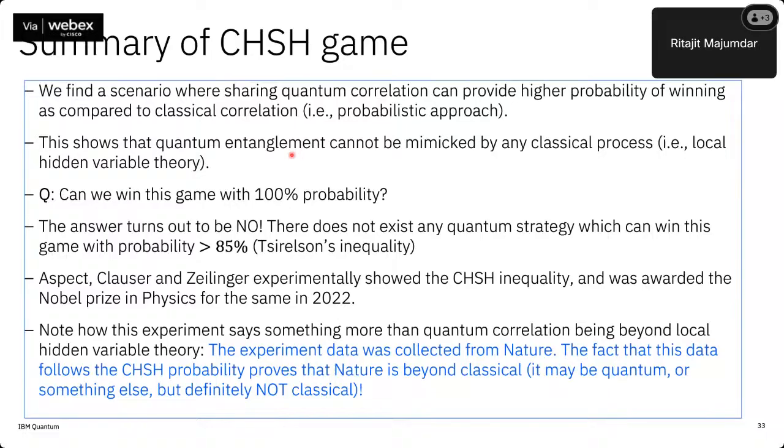So the CHSH inequality that was given a Nobel Prize is not interesting just because it experimentally proved this game, but also because it experimentally proves that nature is beyond classical. It is quantum, it is beyond quantum, anything else, but it is definitely not classical. So yeah, I'll stop here.